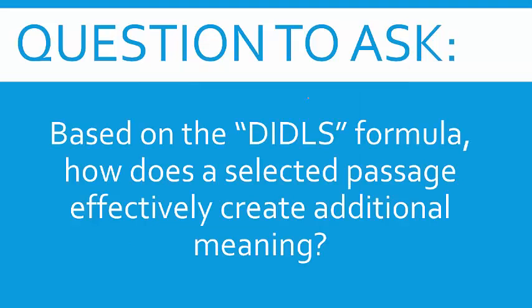A question to ask yourself: based on the DIDLS formula, how does a selected passage effectively create additional meaning? So yes, there's diction, there's imagery, there's details, language, and syntax, but so what? How does this contribute to the tone and the meaning? And that's what you need to do in passage analysis.